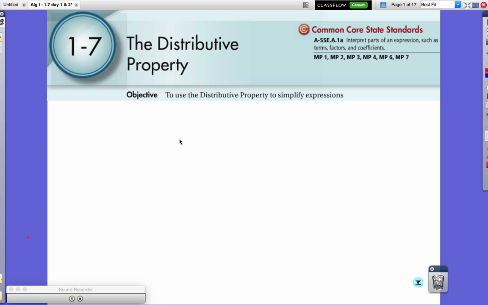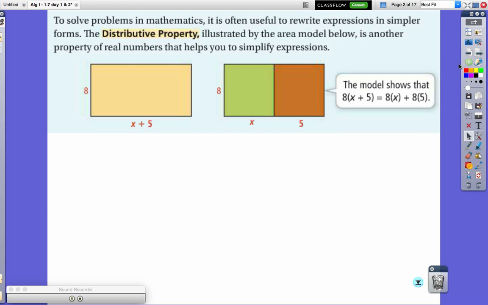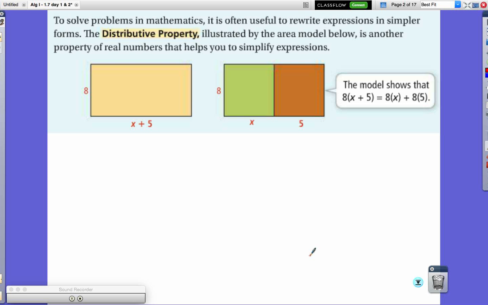All right, today we're going to do 1.7 distributive property. So like it shows, the distributive property can be used to find the area. If you notice, we have a rectangle right here. The rectangle has a length of x plus 5, a width of 8.